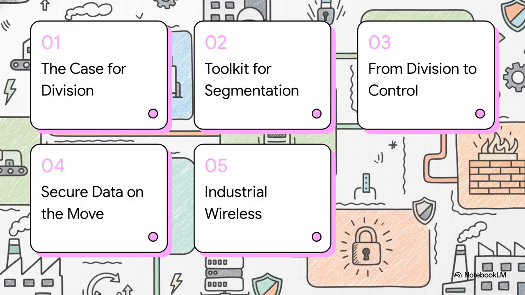So here's our game plan for today. First, we're going to make the case for why you even need to divide your network in the first place. Then we'll pop the hood and look at the toolkit for actually doing it. After that, we'll see how we go from just dividing things to really controlling them, how to keep data safe when it's moving, and finally, we'll tackle the next big thing, the industrial wireless challenge.